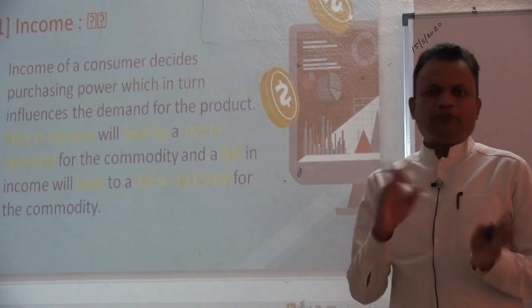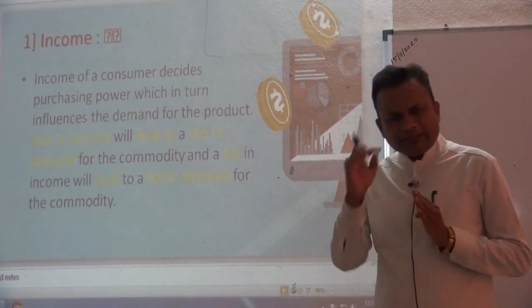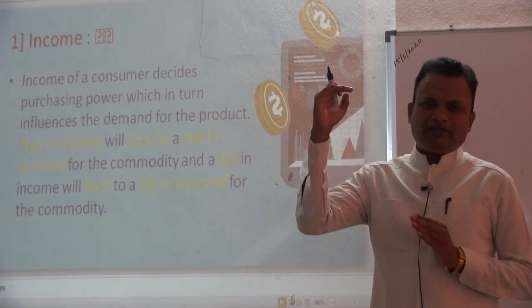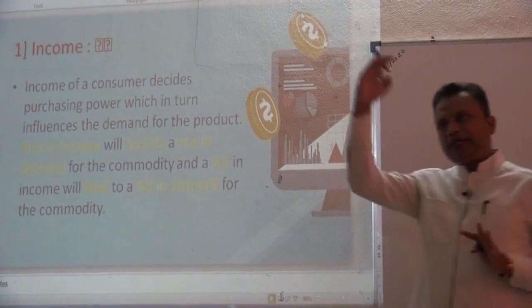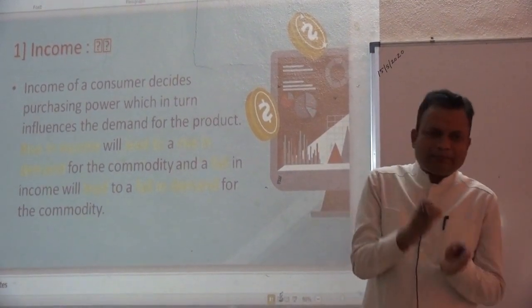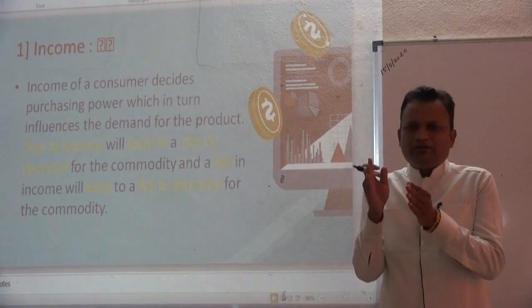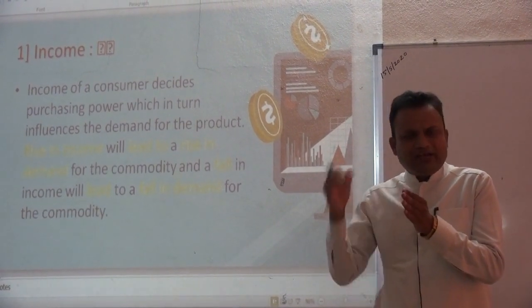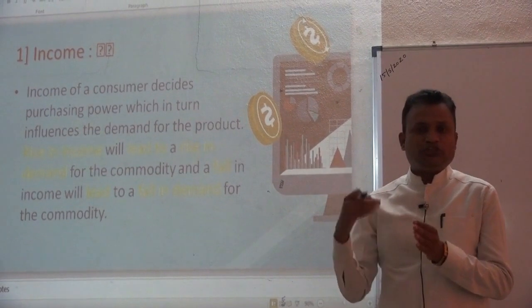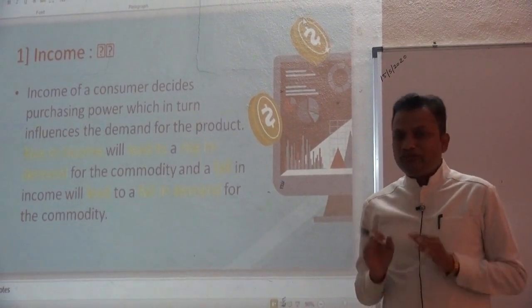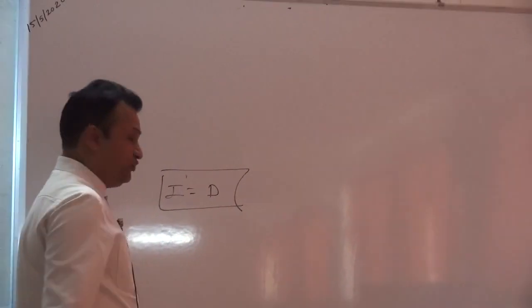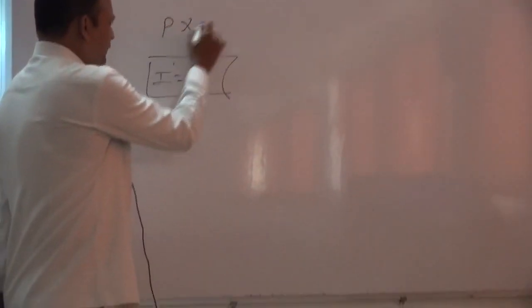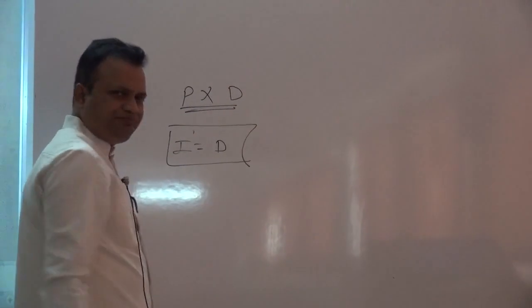Buying capacity depends upon the per capita income of the person. If the per capita income rises, automatically he will be able to buy many more units of the same product. And if the per capita income declines, purchasing capacity also declines, and due to that he will not be able to purchase as many units of the same product. So we can say that there is a direct relationship between income and the quantity of the commodity demanded, whereas there is an inverse relationship between price and quantity demanded.